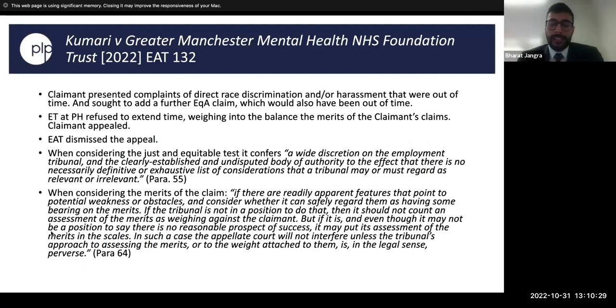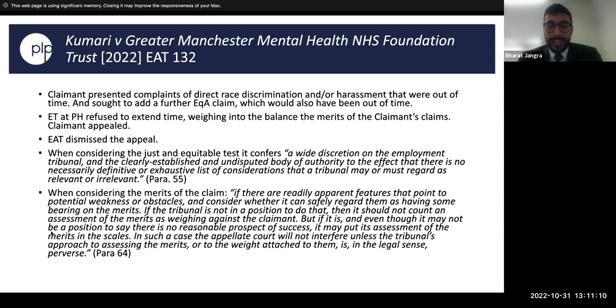We've got this recent case of Kumari and Greater Manchester Mental Health NHS Foundation Trust, which considered the just and equitable test and what factors a tribunal should take into account when considering what is just and equitable. This case was heard in April, and the decision came out, I believe it was the end of August 2022. And it was one of our colleagues, Amy Rumbles, who was in the EAT in this case. I believe she's got an article coming out on that, so please do look out for that as well on the website.